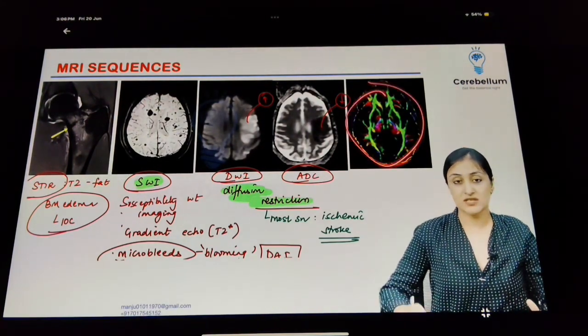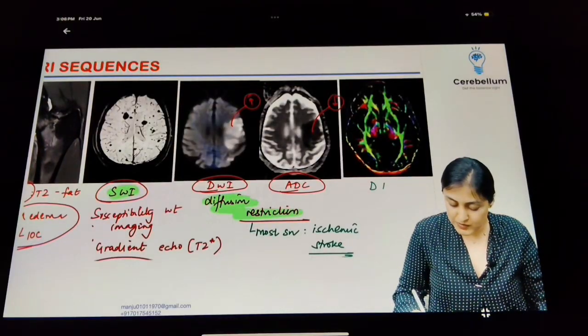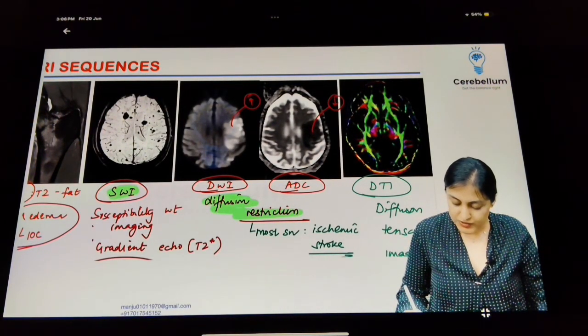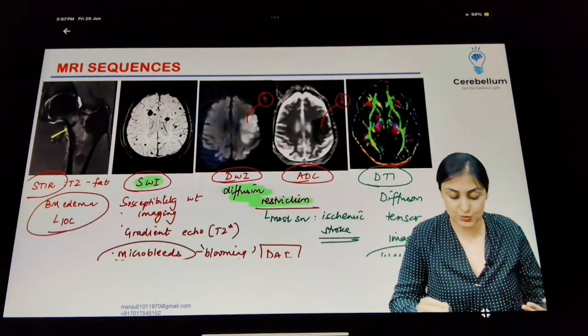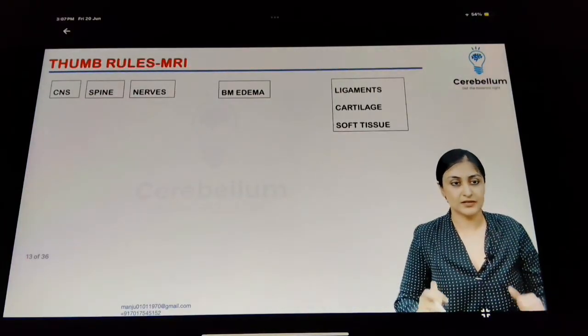Okay. Then what is this color? Suddenly in a black and white world, I see some color. So when you see this color coding of the white matter tracts, such a sequence is called DTI. DTI stands for diffusion tensor imaging. So this is what is used for the color coding of the white matter tracts. All right. So this is for white matter. We can use it in tumors when you want to see whether it invades white matter, or it displaces it, what is going on. So that's DTI for you. Clear? Thumb rules for MRI.